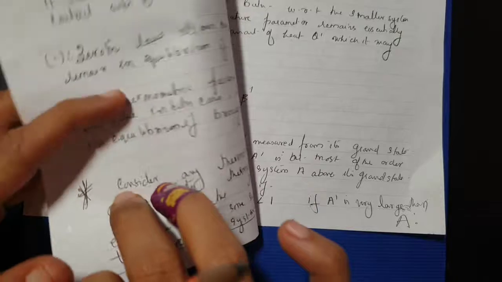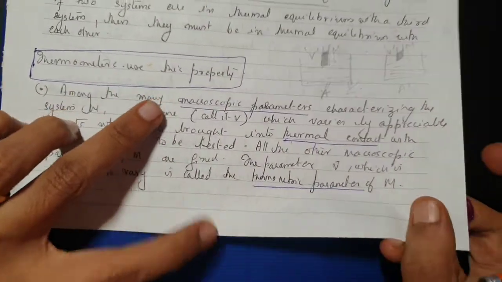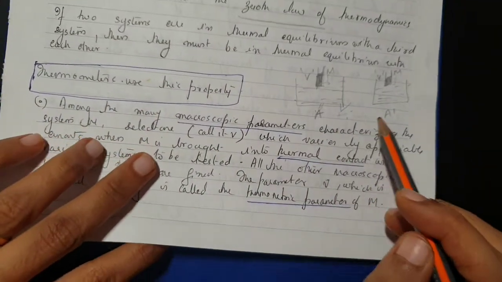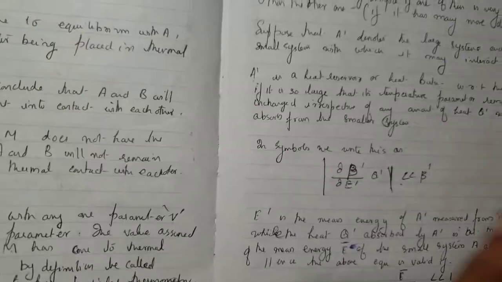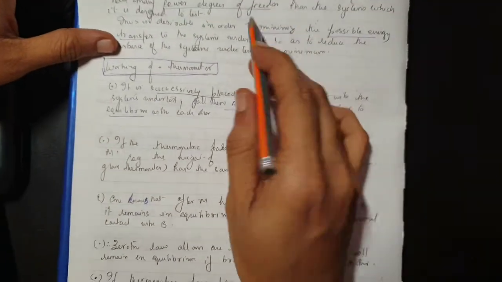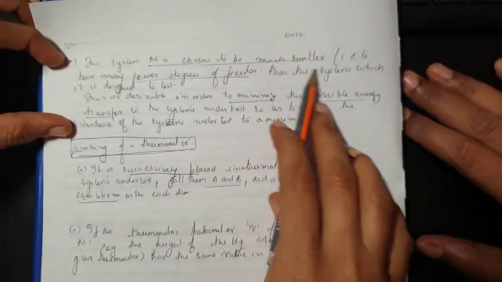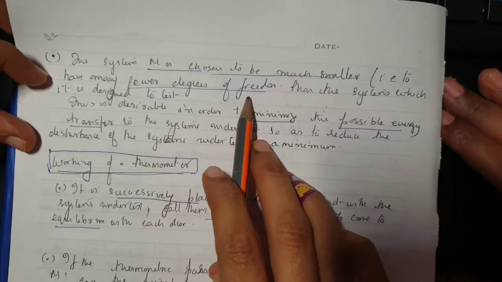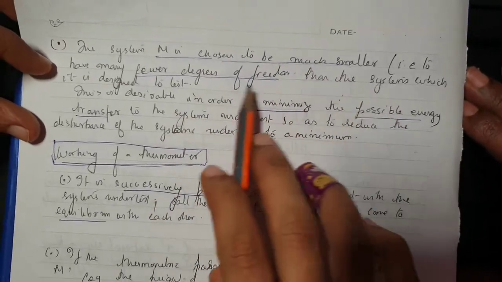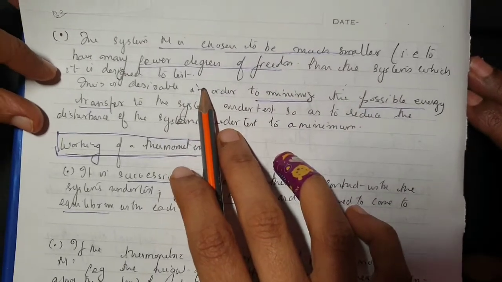So thermometers use this property. That is how thermometers are designed. But there are some conditions that you have to follow. What is the condition? The system M is chosen to be much smaller, that is, to have fewer degrees of freedom, than the system which I desire to test.